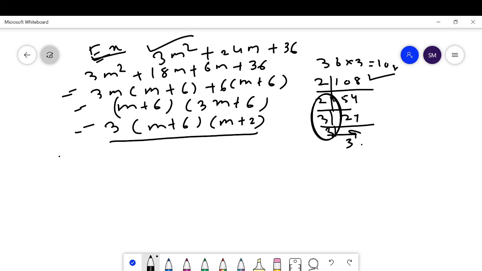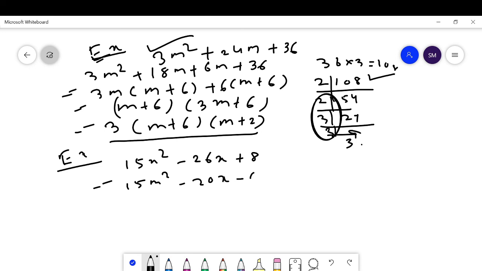Another question is given here: 15x square minus 26x plus 8. We should split minus 26 into 2 parts such that their product is 15 8s are 120 and their sum is minus 26. Minus 26 can be split into minus 20x minus 6x. Look at here, minus 20 into minus 6 is equal to 120.